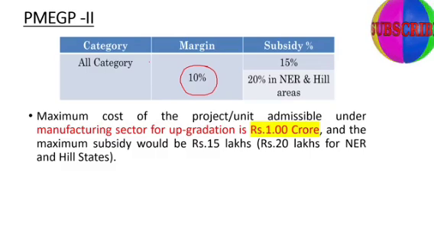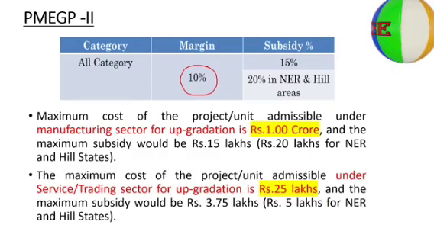So for manufacturing it is 1 crore. For service it is 25 lakh. Subsidy rate will normally be 15%. Only for the northeast region and hilly areas it will be 20%. Okay. So the maximum loan amount under PMEGP 2, a question can come, you can answer easily: 1 crore and 25 lakh. What will be the maximum subsidy? Normally 15%, and only in case of the northeast region and hilly areas it will be 20%. Subsidy percentage is reduced, but compared with the loan amount, it is a good amount. So one customer can take subsidy 2 times under PMEGP.